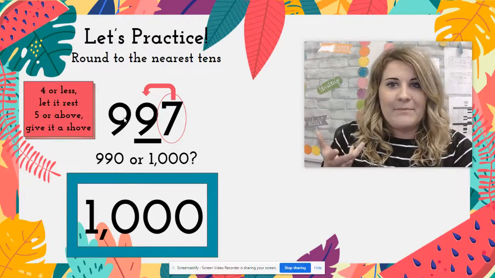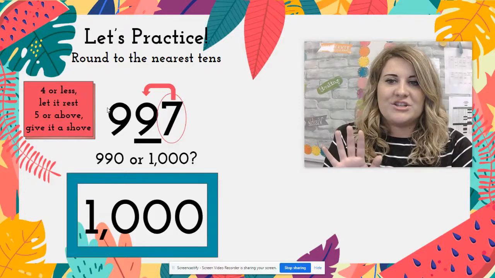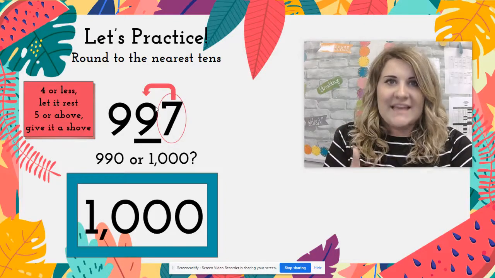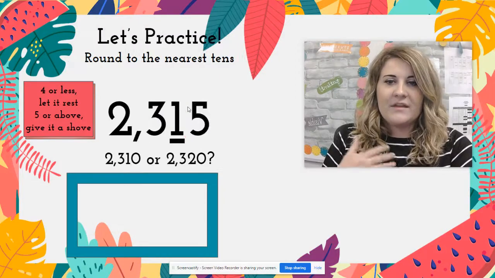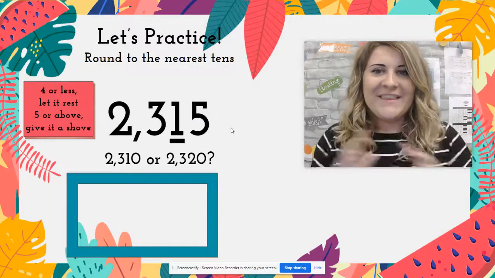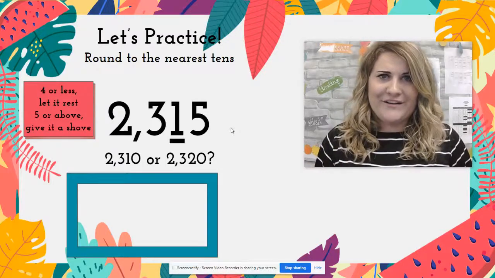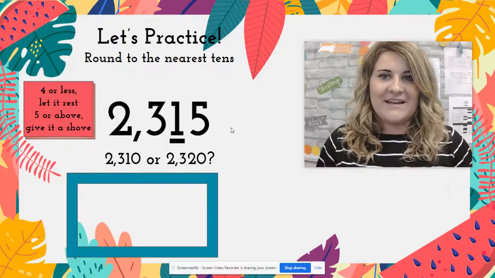But here it bumped up because this is a 9 being bumped up. The only time that your hundreds is going to change when rounding to the tens is if this is a 9 bumping up, okay? So let's practice a 4-digit rounding number. Woo! This is actually not hard at all because you're just going to be dropping the 2 and the 3 down because they're not being affected here.